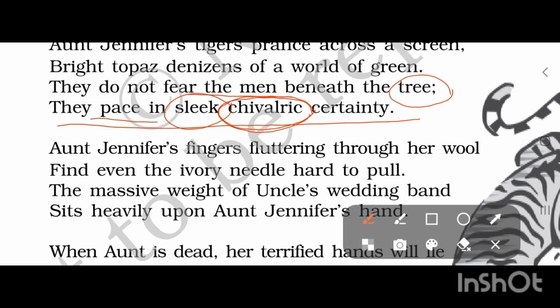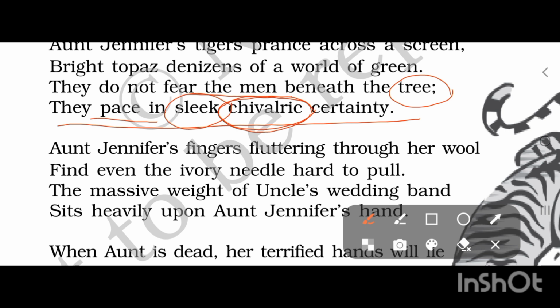Aunt Jennifer's fingers fluttering through her wool. Now in the second stanza, the poet is describing the tigers or art and their characteristics because they are designed by the artist. Here in this line, the poet is also mentioning the contrast condition of Aunt Jennifer, because here the actual condition of the aunt is a bit miserable.